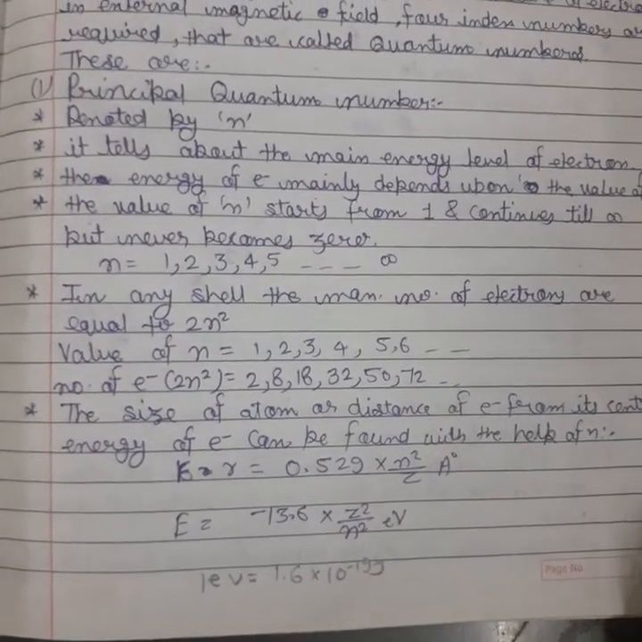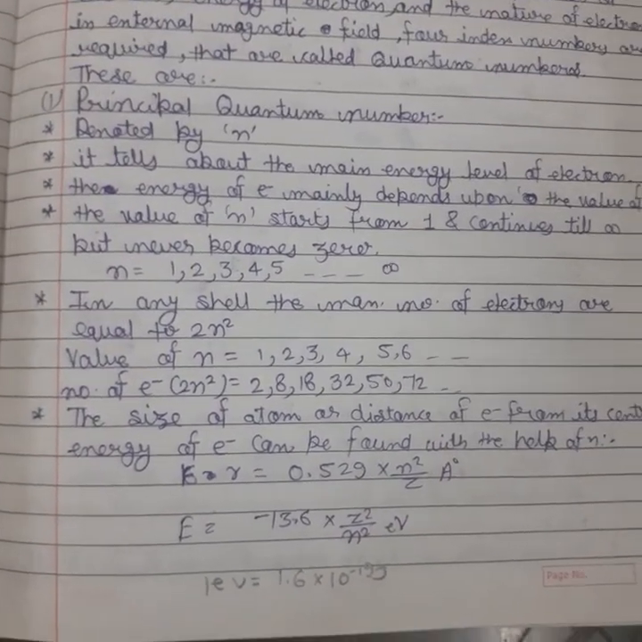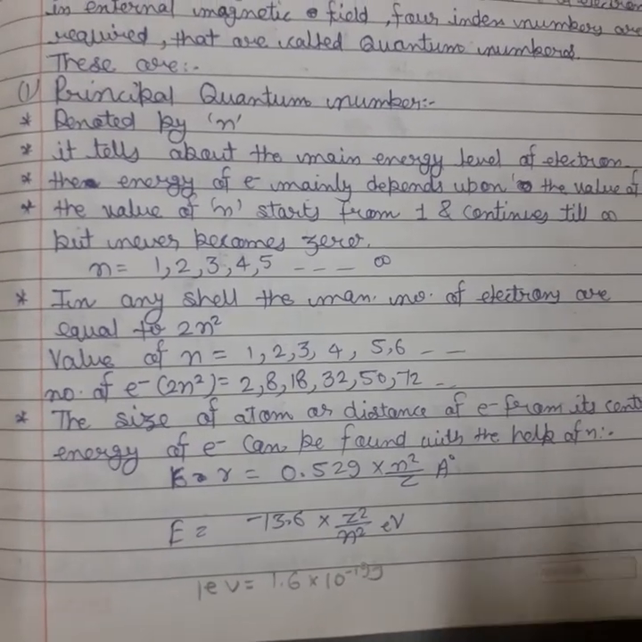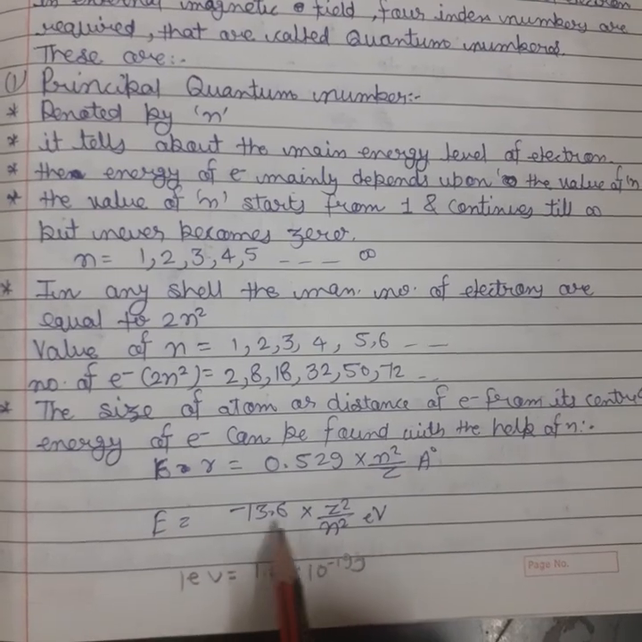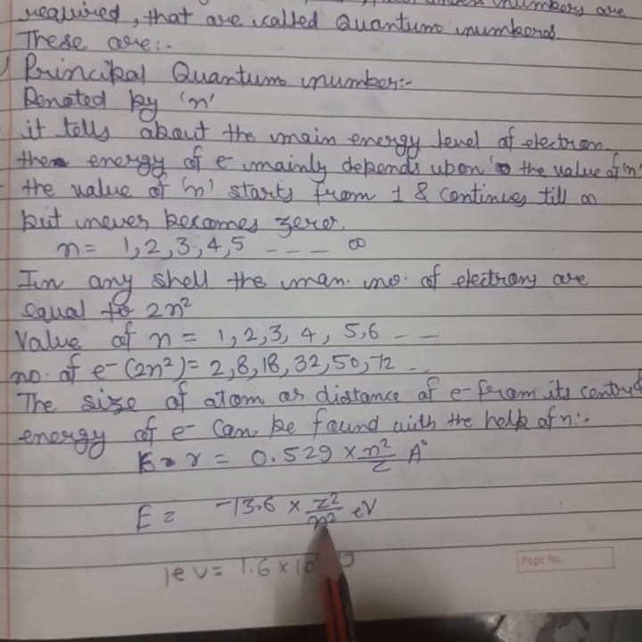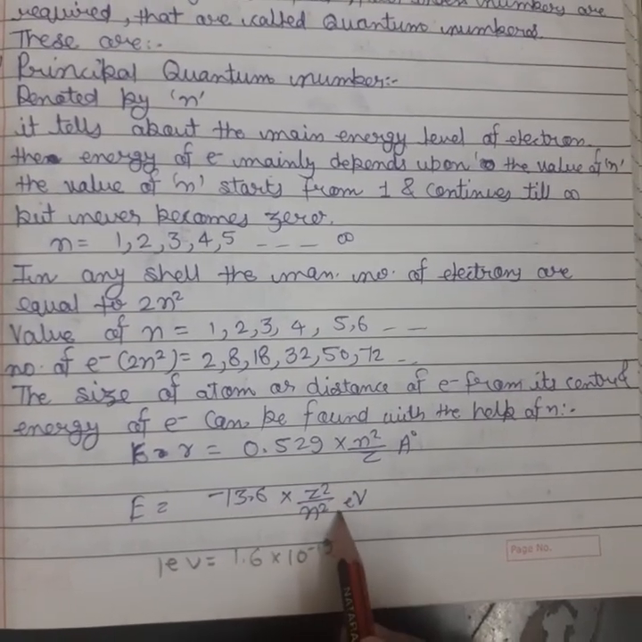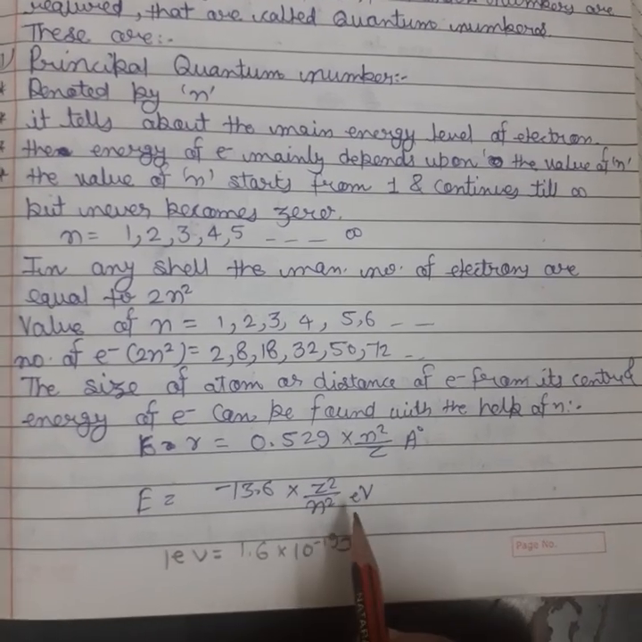So let's continue with the principal quantum number. As we were discussing the energy of the electron, the energy of an electron is determined by the formula minus 13.6 multiplied by Z square upon n square electron volt. Here the electron volt is the unit to measure the energy of the electron.